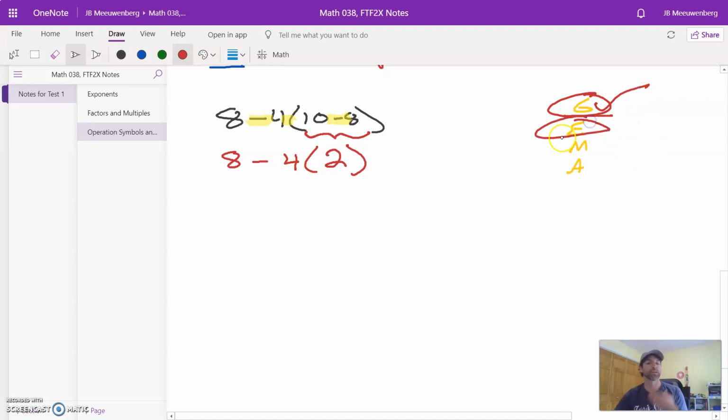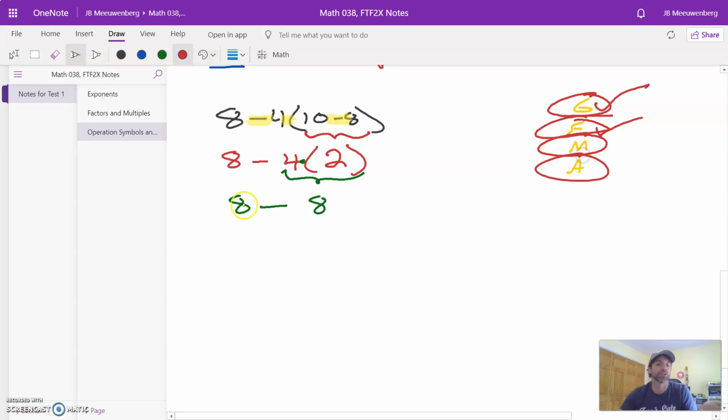Then we go to exponents. There are no exponents in this problem, so we're done. Then we look at the multiplicative operations. Is there any multiplication or division? And there is. There's multiplication right here. You might be lured in trying to do 10 minus 4 here, but really you have to do this multiplication first. 4 times 2 is 8. Bring down the 8 and the minus. Now we just have an additive operation left. 8 minus 8 is 0. So the value of that is 0.